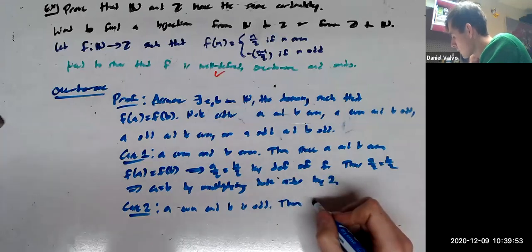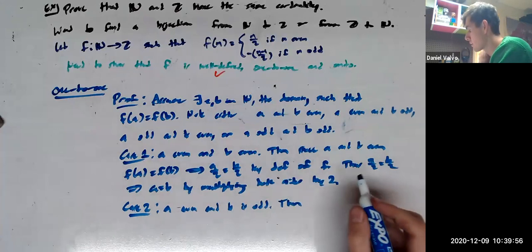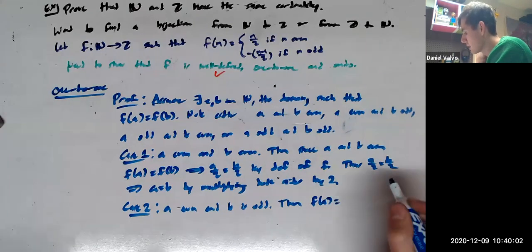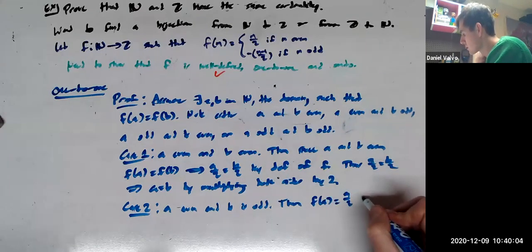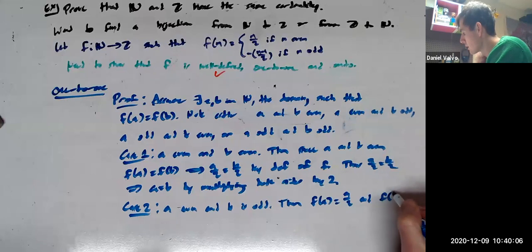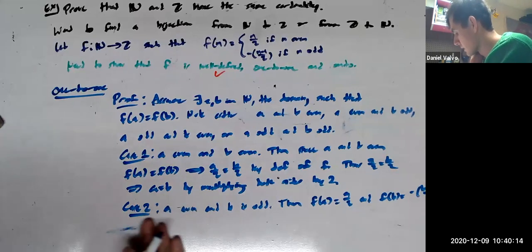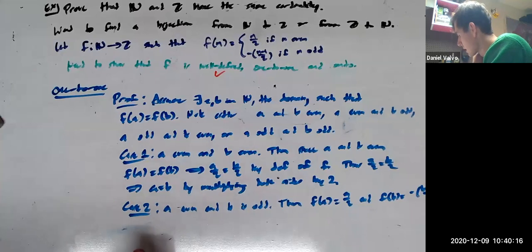Then we have f of A equals A over 2, and f of B equals negative B minus 1 over 2. Yeah, f of B equals negative B minus 1 over 2.